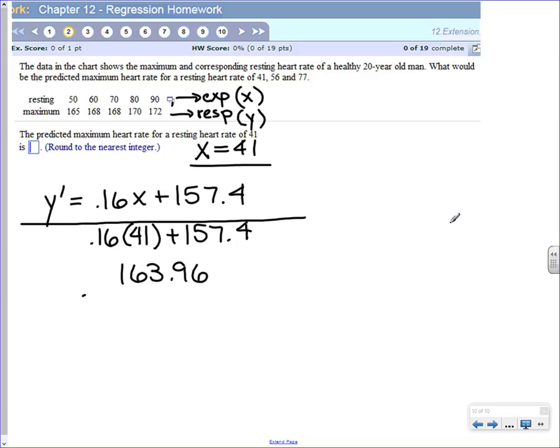Okay, so this is the end of chapter 12. You will be using this information, of course, for your stats project. So if you have any questions about any of that, please just let me know.